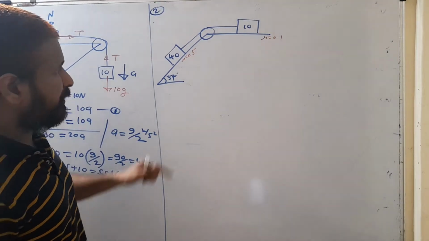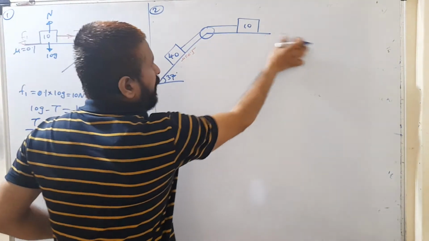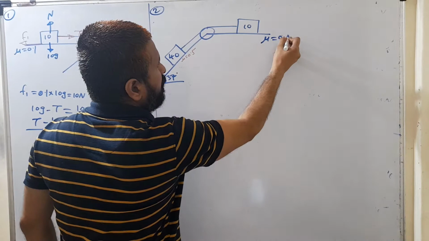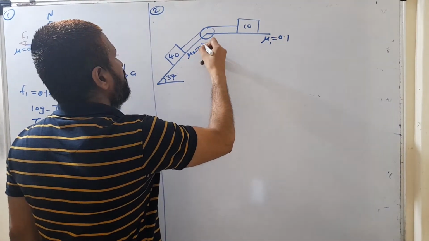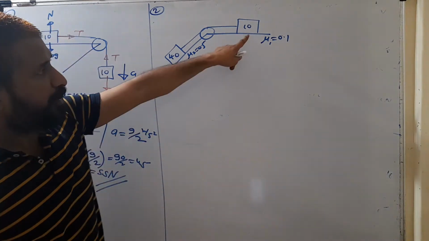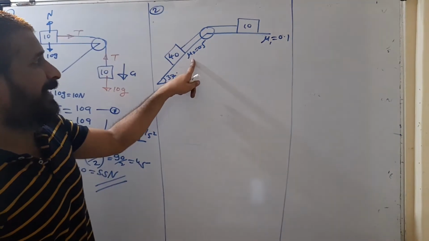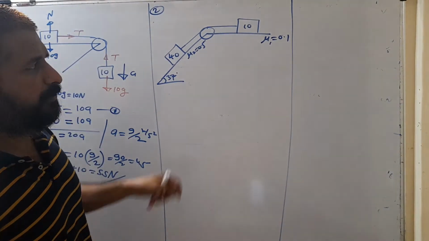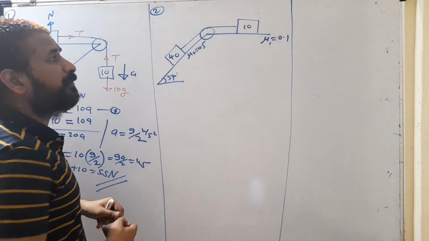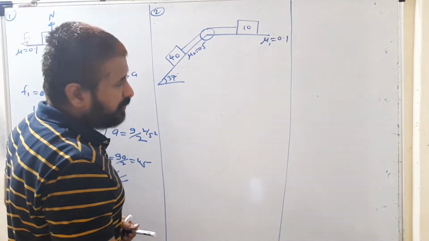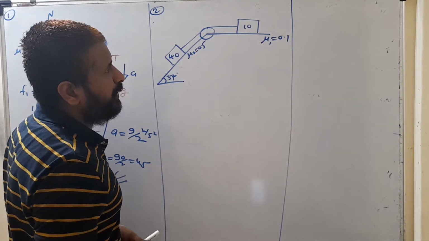For two different surfaces, the friction coefficient is different for this surface and different for that one. Here it is 0.1. Suppose it is mu1, mu1 is equal to 0.1. And for this surface, mu2 is equal to 0.5. So for this horizontal surface, the frictional coefficient is given as 0.1. For this inclined surface, it is given as 0.5. They can also be given the same, but in this question I have given different frictional coefficients for different surfaces. So for the inclined surface it is 0.5, and for the horizontal surface it is 0.1.